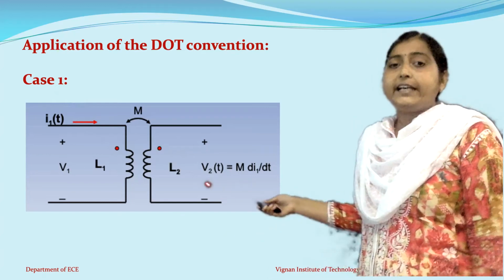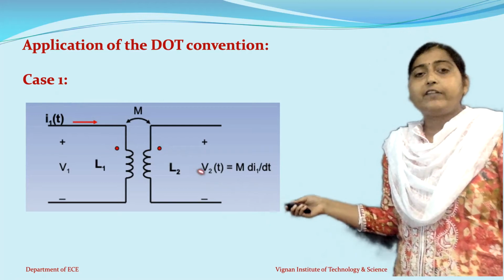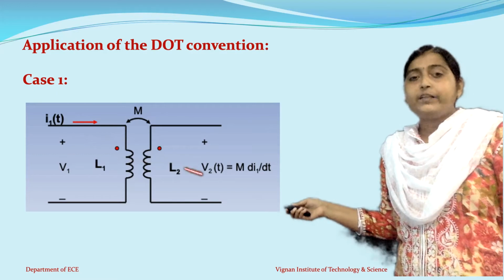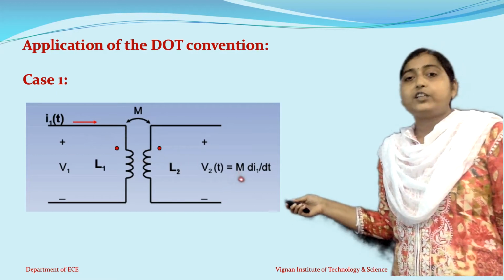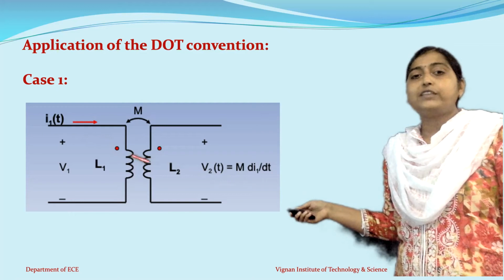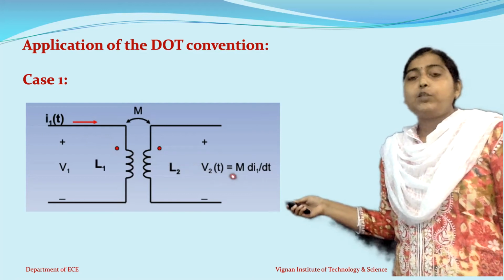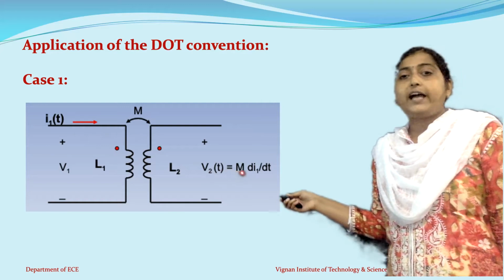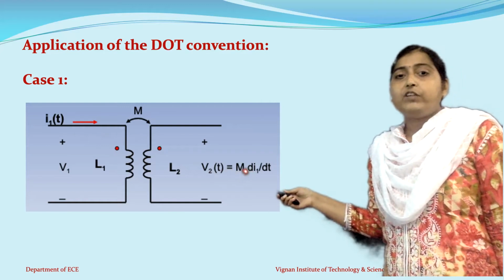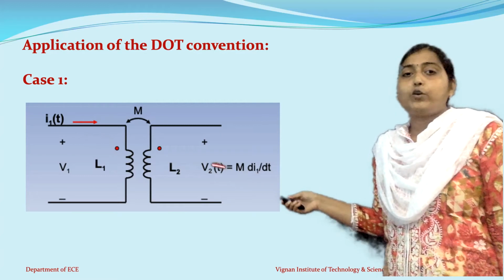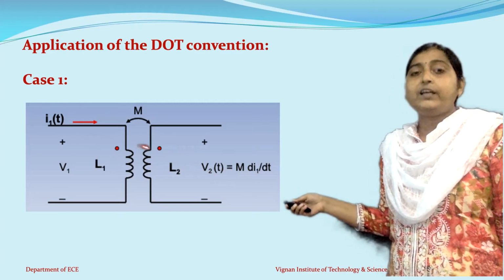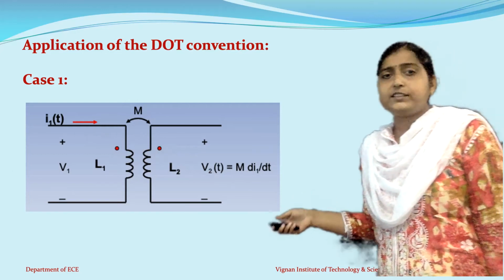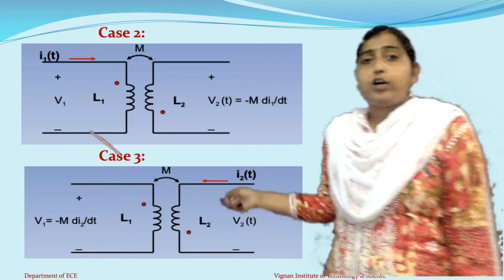If the currents in both the inductor coils L1 and L2 are entering the coils, then the sign of the mutual inductance should be same as the sign of your self-inductances. Hence, the voltage which is induced in the second coil is given by M into dI1 by dt, and we need to take a positive polarity because the current in both the coils is entering as we place the dots. Okay, so this is case 1. Now let us talk about case 2.